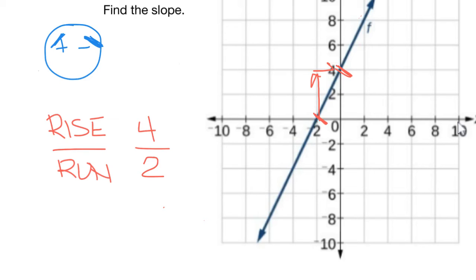Now I can reduce. 4 divided by 2 is 2. Remember, Mr. Slope Guy said that this is a positive slope, so my answer is positive 2.